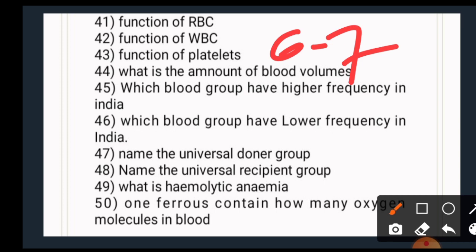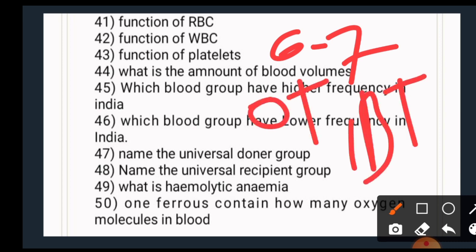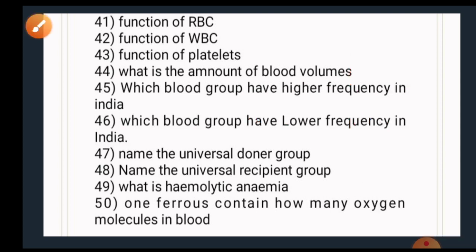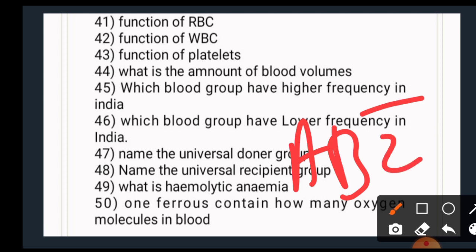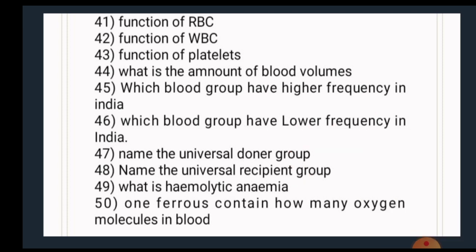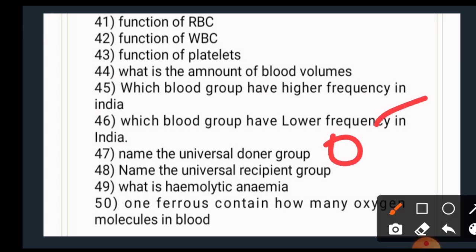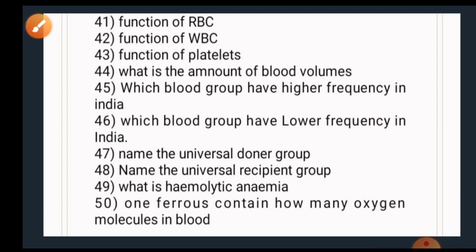Which blood group has higher frequency in India? That is O positive or B positive. Which blood group has lower frequency in India? That is AB negative, about almost 2% of the total frequency. What is the name of the universal blood donor group? That is O negative, and the universal recipient group is AB positive.